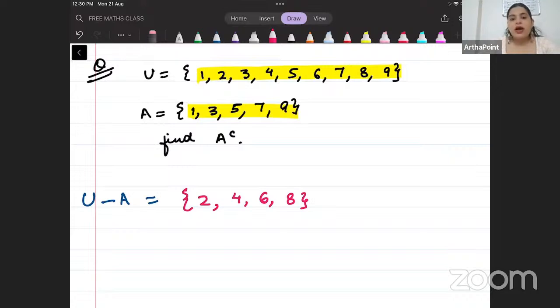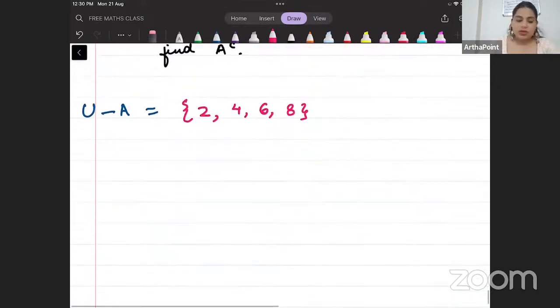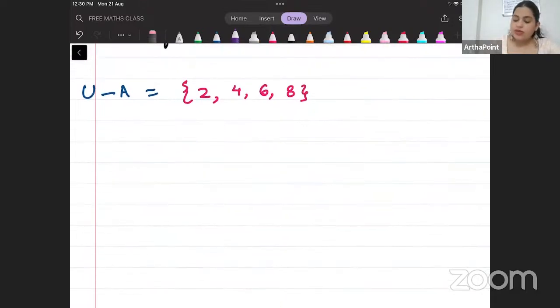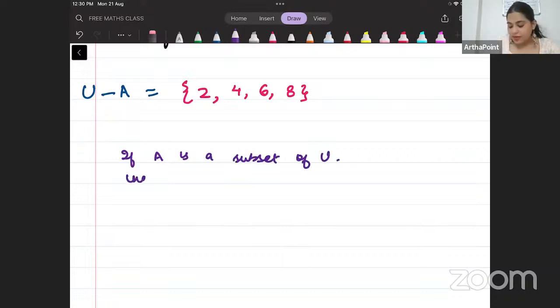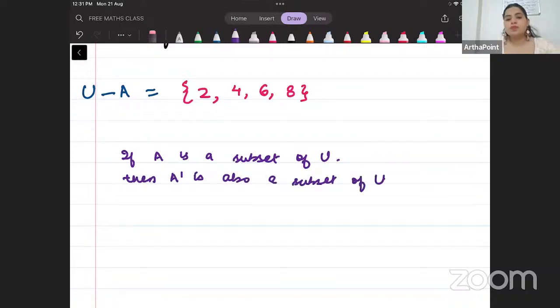Now I want to come to an important property here. Let me list that down. What am I saying? I am saying that if A is a subset of U, then A complement is also a subset of U. क्यों बेटा? क्योंकि A complement U से ही तो निकला है. U में से जब मैंने A को subtract किया, then only I got A complement, ना? So all elements of A complement belong to U. So it is a subset of U.